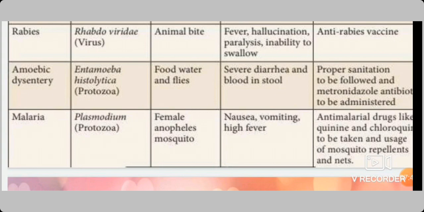The next disease is malaria. Causative microorganism is Plasmodium. It's a protozoa. Mode of transmission: the carrier is female Anopheles mosquito. Symptoms: nausea, vomiting, high fever. Nausea means it feels like vomiting. Preventive measure, anti-malarial drugs like quinine and chloroquine to be taken. And we can use mosquito repellents like Good Night, All Out, and mosquito nets also we can use. Okay, so these are the diseases caused by microorganisms in humans.